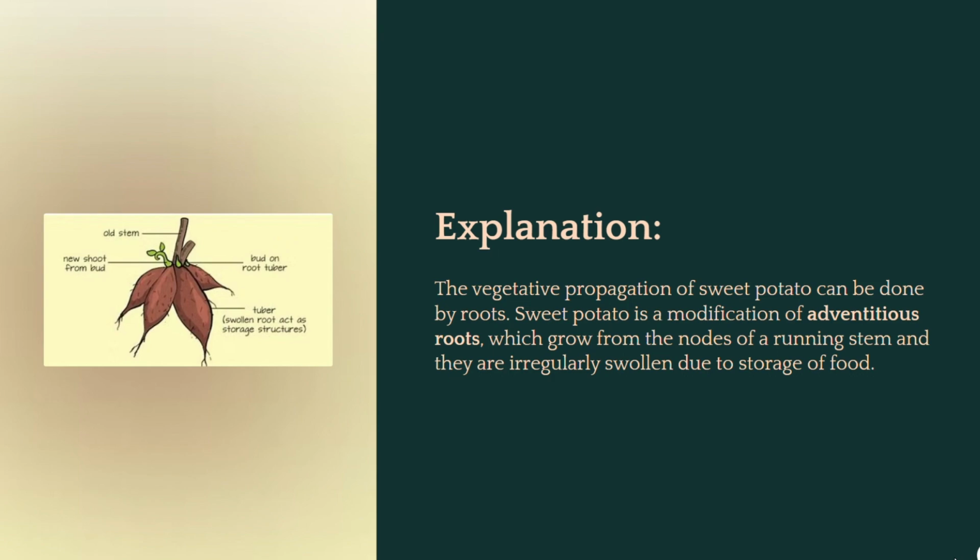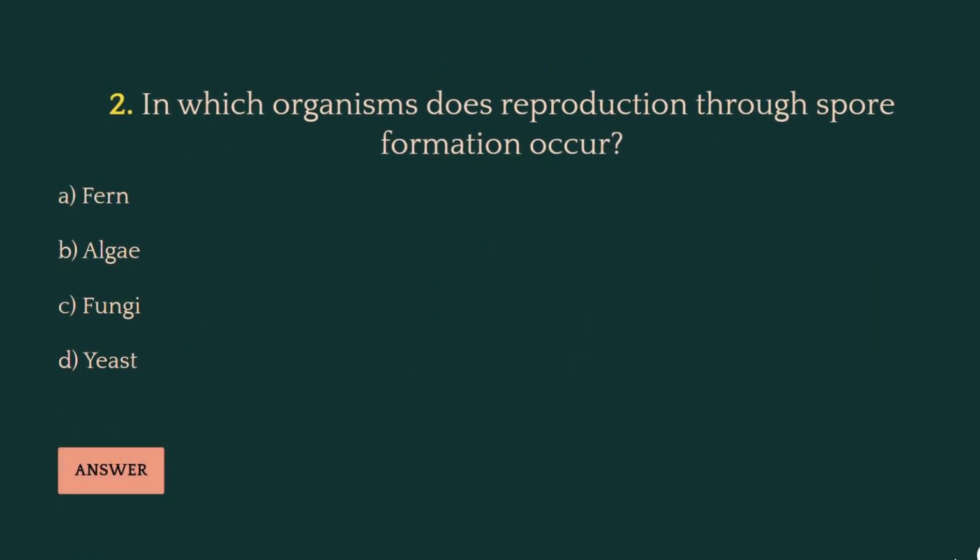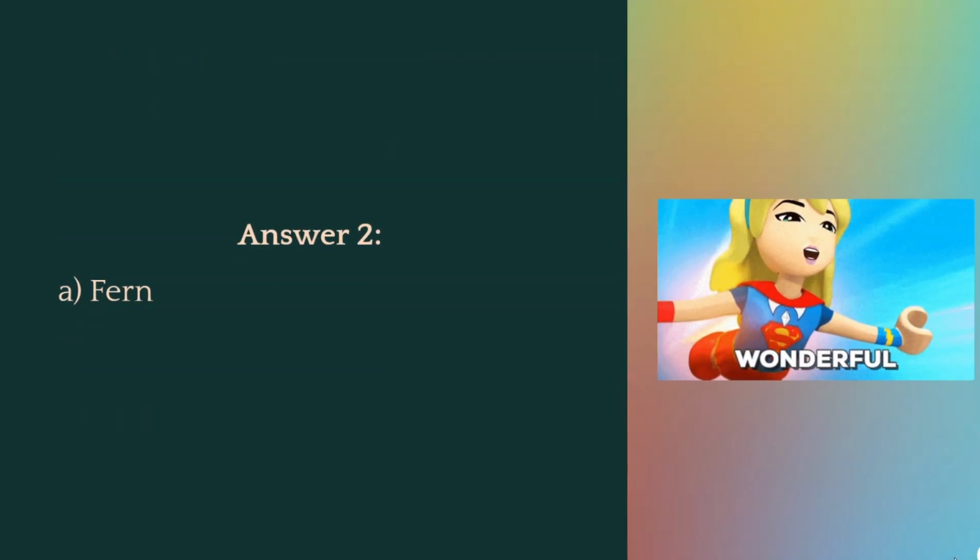Let's move on to the next question. In which organisms does reproduction through spore formation occur? The options are A, fern, B, algae, C, fungi, or is it D, yeast? The correct answer for this question is A option, that is fern.